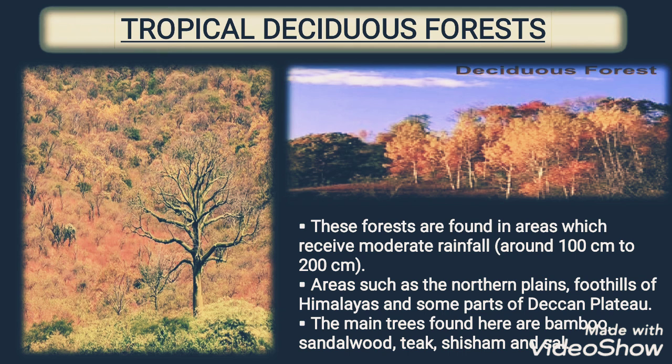Now we all know these tropical deciduous forests are also known as monsoon forest. These trees are less dense and they shed their leaves in the dry season. The trees of these forests are medium in height and they are commercially valuable. Alright, so these are all the tropical deciduous forests.